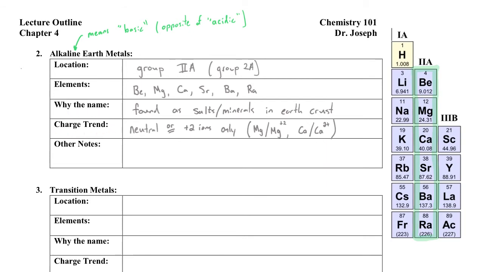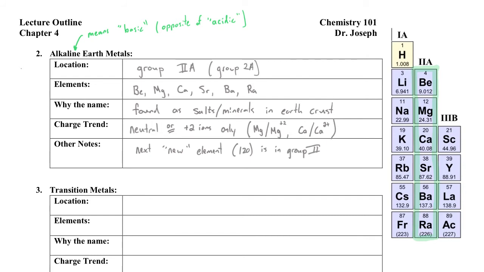In group 1, we saw those elements all had either neutral or +1 charges. In group 2, we see all of these elements can be either neutral, so 0, or +2 only. We don't see any elements in this group having any other charges other than 0 and +2. So for example, we might have magnesium neutral or magnesium 2+, but we'll never see magnesium +1. Also, we might see calcium neutral or calcium 2+, but we'll never see calcium +3 or +1 or anything else.